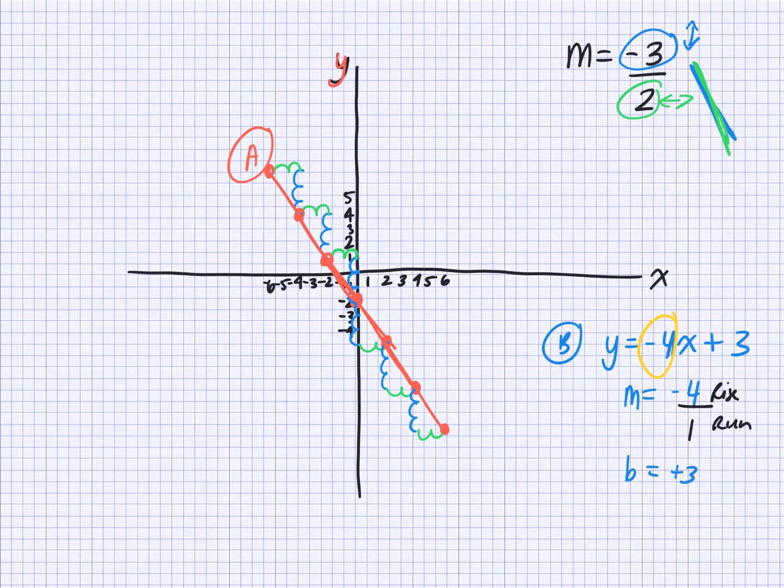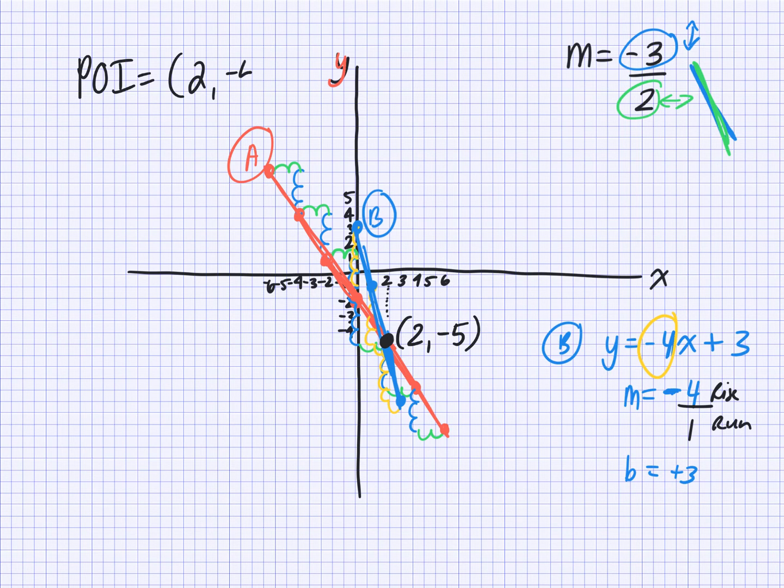I drew negative 2 and negative 5? Yeah, 2 and negative 5. Okay, so the point of intersection here is 2, negative 5. Point of intersection equals 2, negative 5, which means that x and y is the coordinate that's the same for both lines.